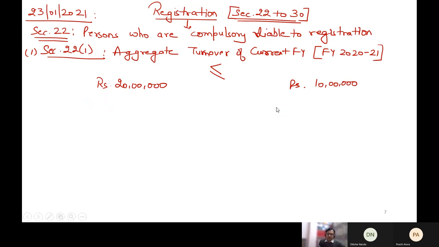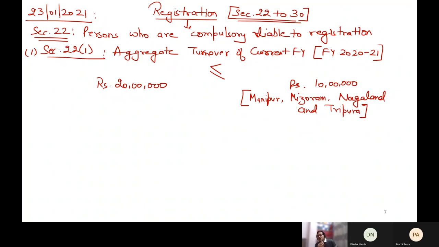So, which are those 4 states where the limit is 10 lakh per year? Manipur, Mizoram, Nagaland, and Tripura. In these 4 states, if my per year aggregate turnover, current financial year, does not exceed 10 lakh, there is no need as a businessman to apply for GST registration. In other states, other than these 4, the limit is 20 lakh rupees.